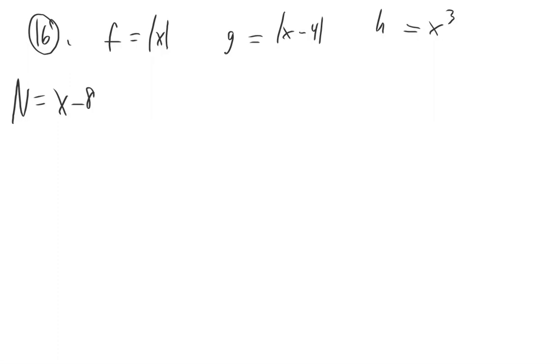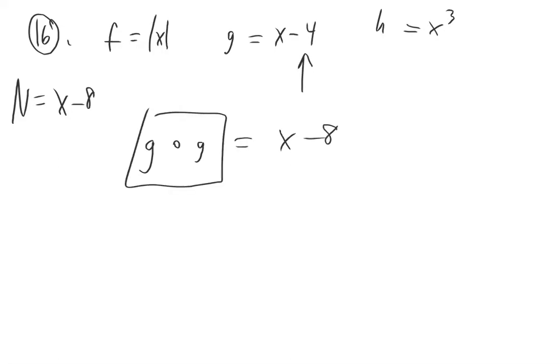Oh, I made a mistake, sorry. I wrote G down wrong. G is just x minus 4. So notice that G just subtracts 4 from whatever you plug into it, right? So if I subtracted 4 from something, and then I plugged it into the function again and subtracted 4 again, then I would have had a total of subtracting 8, right? So G of G is the answer, because G of G equals x minus 8.